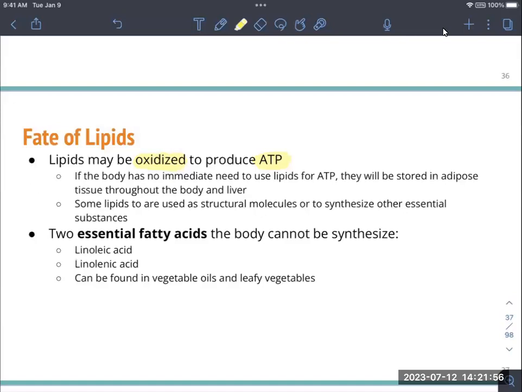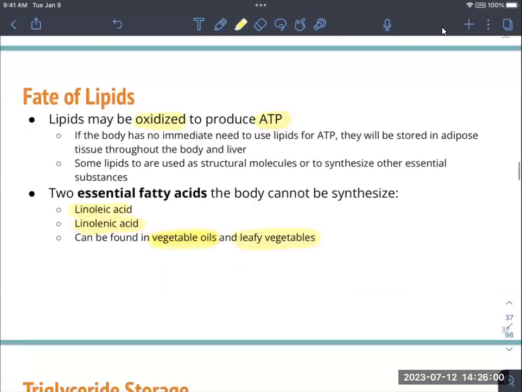There are 2 essential fatty acids that our body cannot make. These are fatty acids that we actually have to consume. These 2 essential fatty acids are linoleic acid and linolenic acid. Our system cannot make these. We have to consume them. They are found in vegetable oils and they're found in leafy vegetables. This is part of the importance of getting a nice balanced diet, because this is how we get some of these different essential fatty acids for our system.